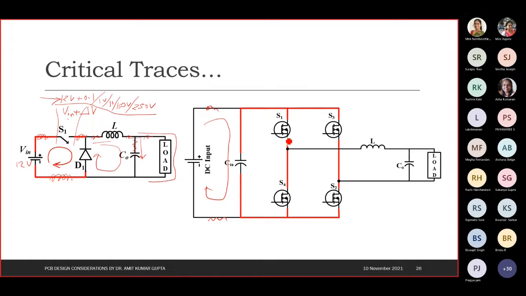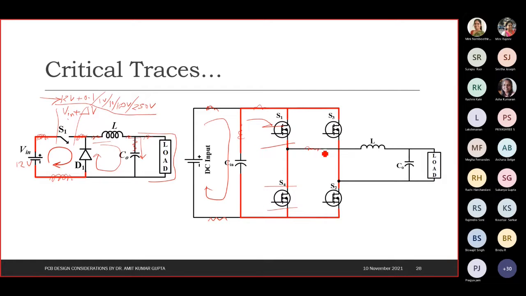Okay, so this is the critical trace. Why? Because when the switch is turned off, the energy stored in this inductance will appear across the switch like a large spike of voltage. Here also, when this switch is turning off, that will create a large spike across it because of these inductances. These red marks are the critical traces.